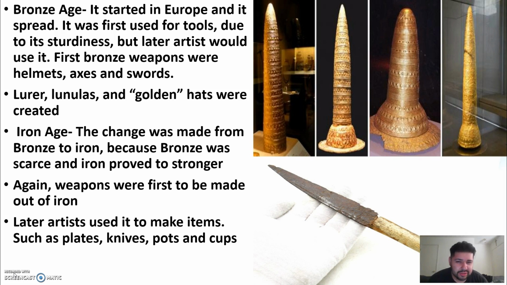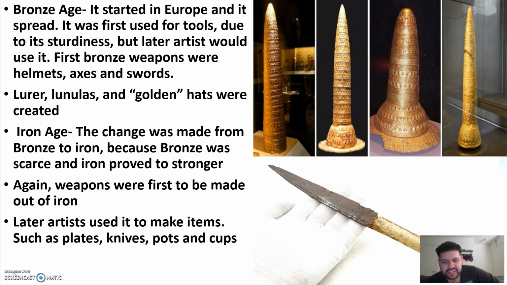Now, if you look at the picture to your right, those things on top are bronze hats, or they call them golden hats, because bronze has a similar kind of look to gold, but it's really not. So then later on, the Iron Age comes up.